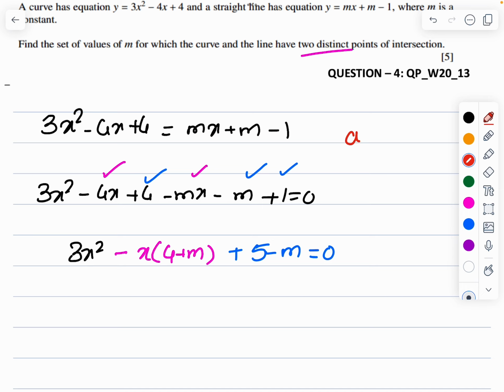So what is the value of a? 3. What's the value of b? Negative of (4 + m). And what's the value of c? 5 − m. Now two distinct points means what? b² − 4ac is greater than 0.